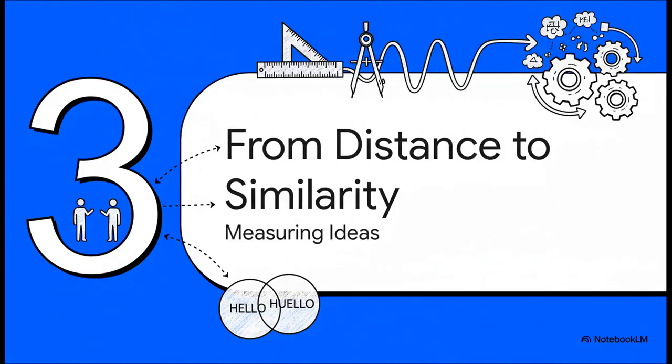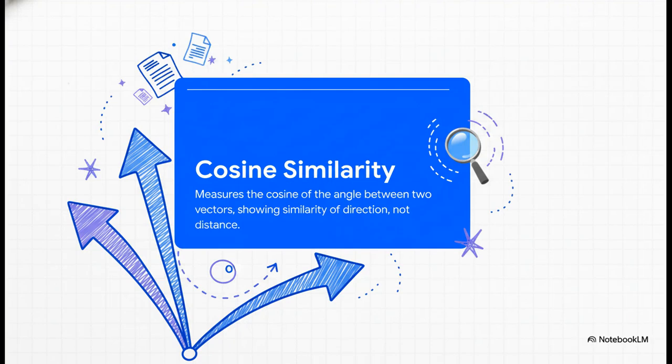Okay, this is where we take a huge conceptual leap. We've seen how we can use coordinates to describe physical locations on a map. But what if we could give ideas coordinates? What if we could actually map out sentences and documents in some kind of abstract space? Well, that's exactly how we shift from measuring distance to measuring similarity. And we can do this with an amazing tool called Cosine Similarity.